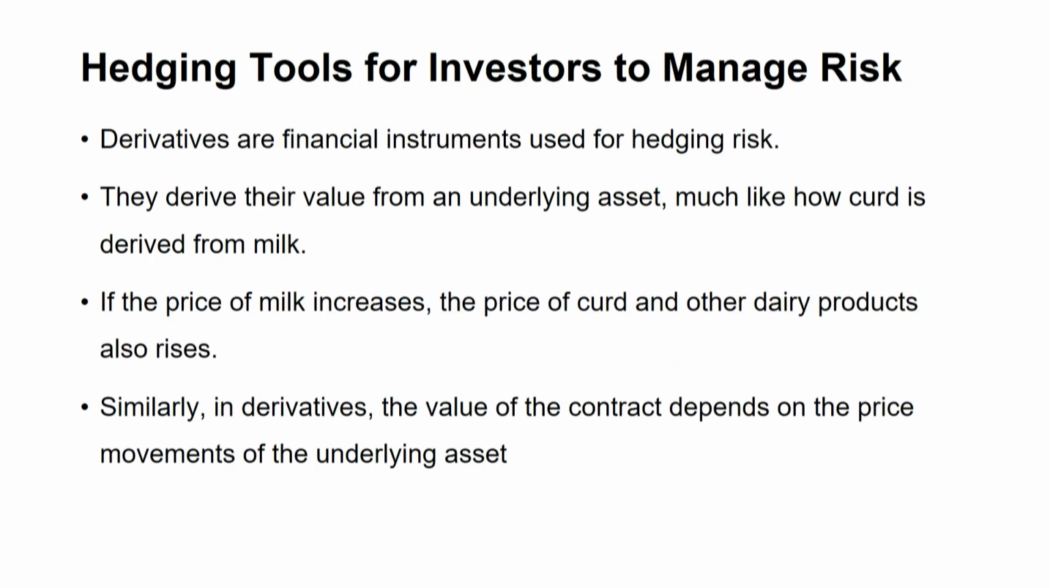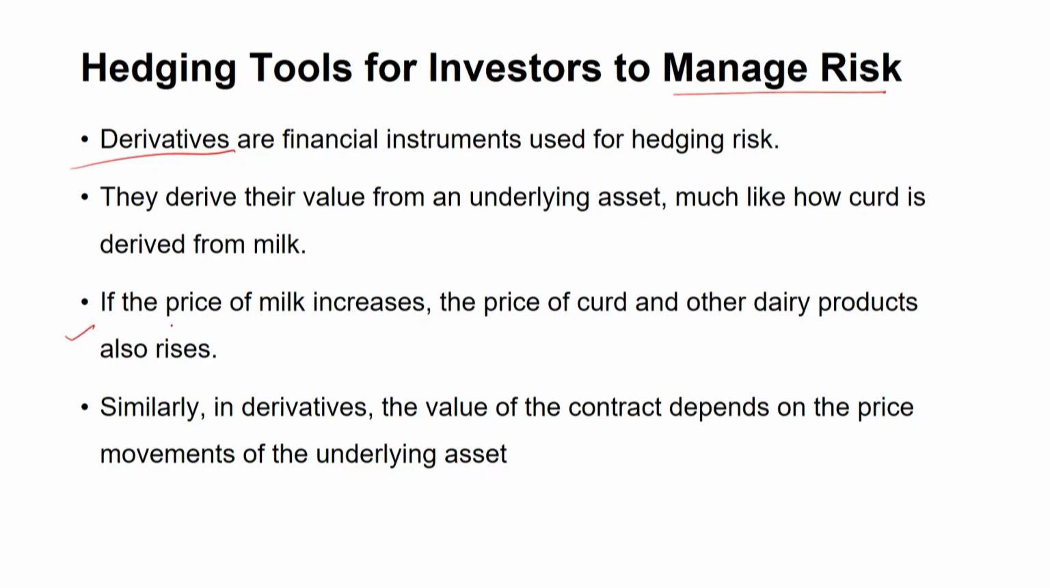Now, let us understand what tools are available to an investor for hedging or managing the risk involved in trading practices. One very important tool is known as the derivative, a financial contract or financial instrument that is used for hedging of risk. They basically derive their value from an underlying asset that is traded with the help of this financial contract, and that is why it is known as a derivative contract.